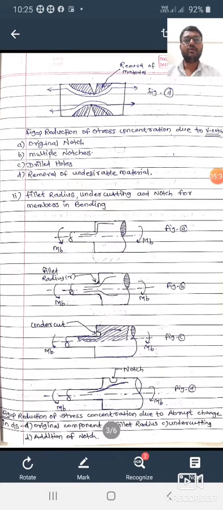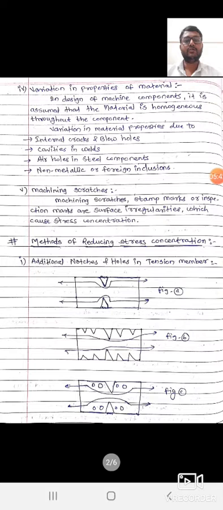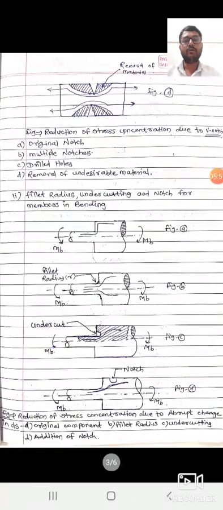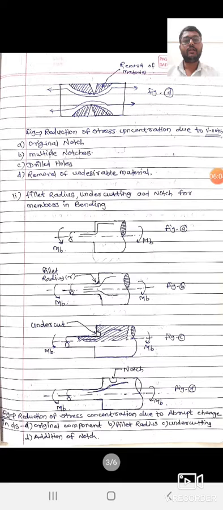So this is about reduction of stress concentration due to the notch. Figure A is the original notch, and we reduce the stress concentration by providing multiple notches in figure B, multiple drill holes in figure C, and removal of undesirable material in figure D. The second method is fillet radius, undercutting and notch for members in bending.